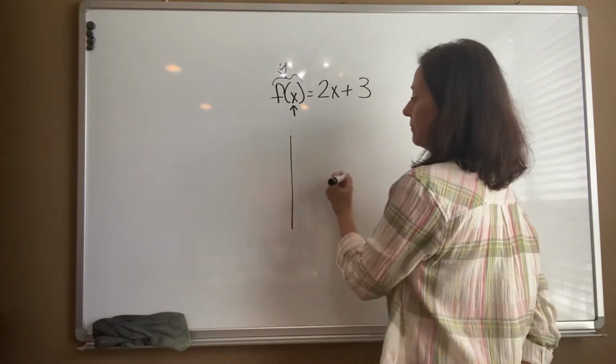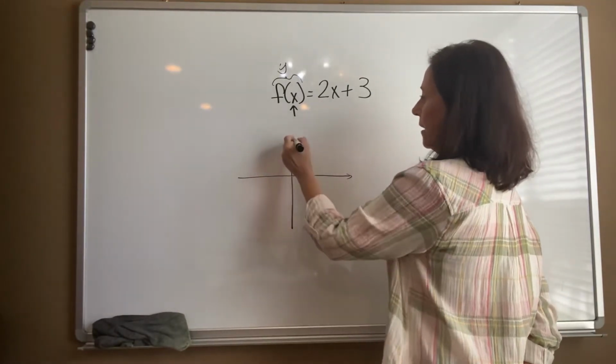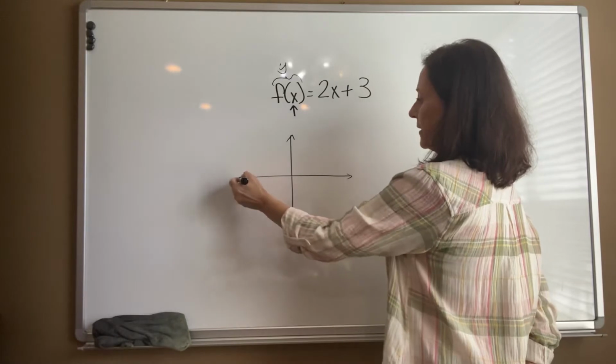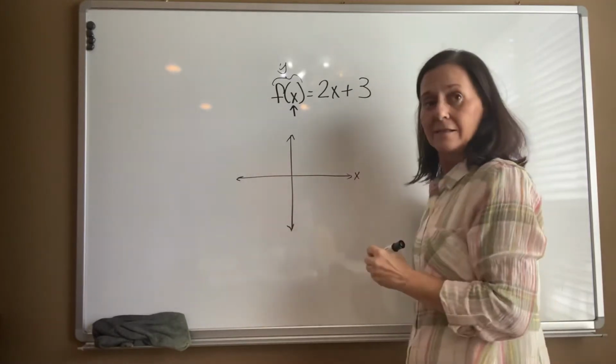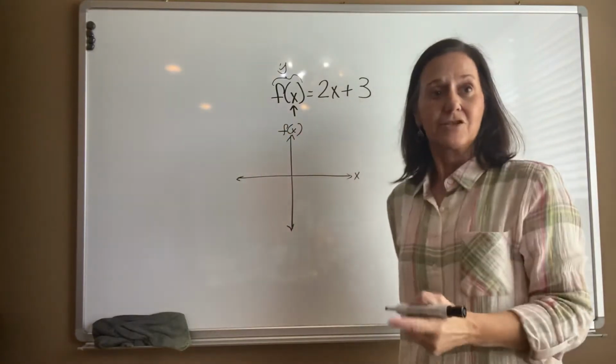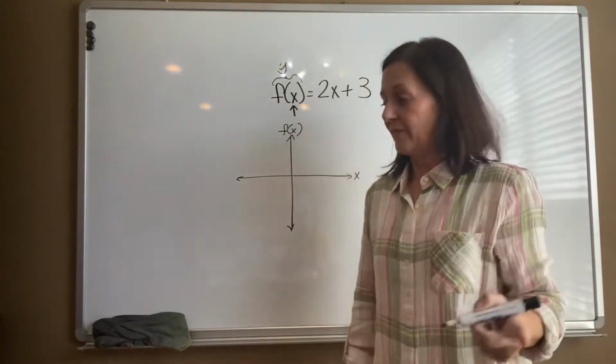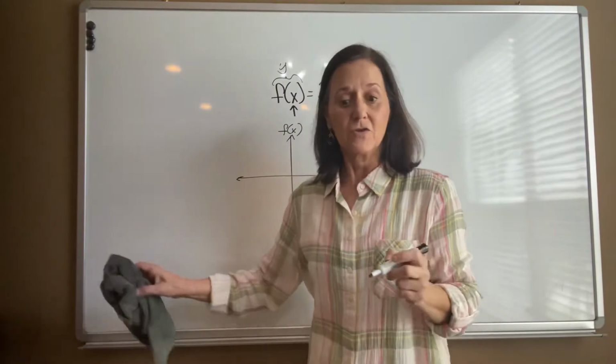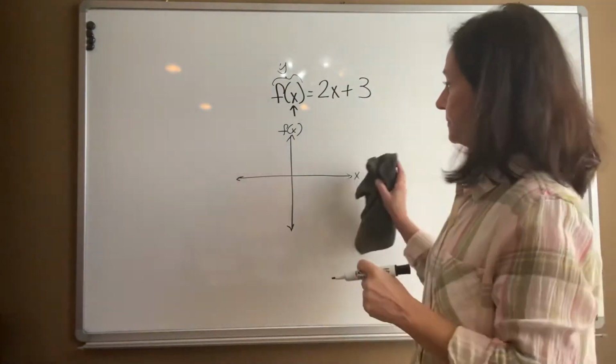So if I literally was graphing this on the Cartesian coordinate system, this would be my x-axis, and this would be my f of x axis. So it becomes my f of x as opposed to y, all right?